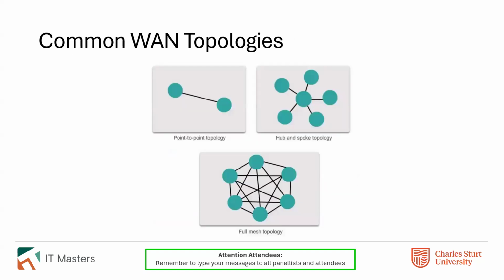In terms of those topologies now, we're talking logical topologies. We've got point-to-point, as I described before, hub and spoke, the bicycle wheel, and then full mesh, which in this case, you can see already with only 6 nodes on it, you've already got a lot of connections between devices and a lot of things that can go wrong.